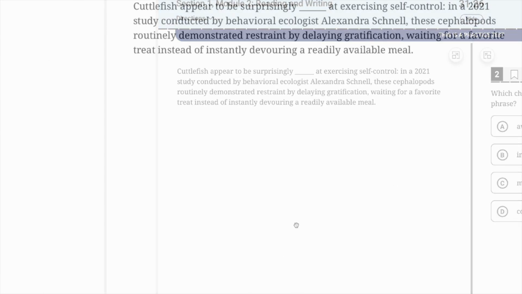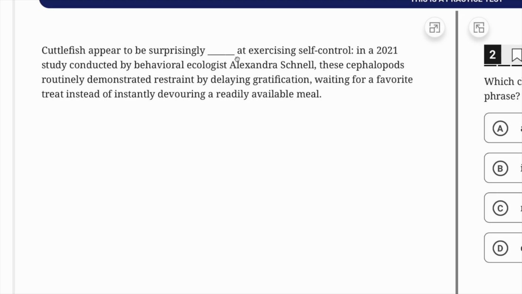Number 2, cuttlefish appear to be surprisingly blank at exercising self-control. So they're going to describe how they are at exercising self-control. So maybe we'll find that they're good at it or not good at it. But as it says here, this study found that they demonstrated restraint by delaying gratification, waiting for a favorite treat instead of instantly devouring a readily available meal. So that means they're surprisingly good.